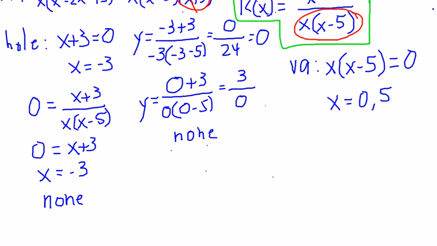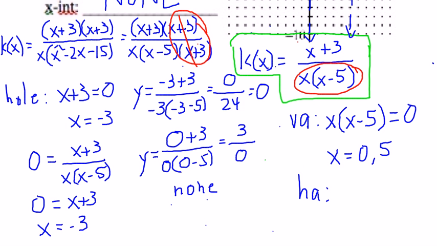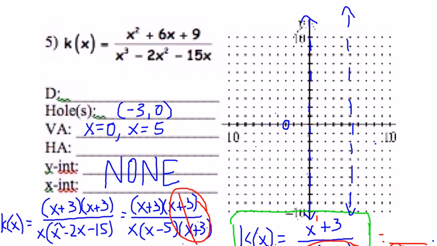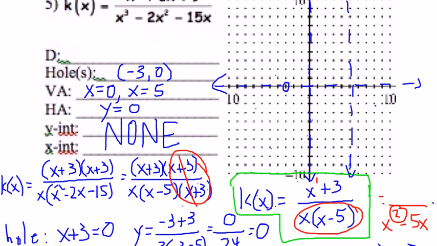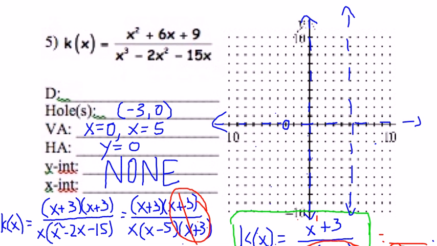So to find my horizontal asymptote, well, the degree of the numerator is 1, and if I distributed this out, the denominator would be x squared minus 5x, so the degree of the denominator is 2. Big on bottom, so the horizontal asymptote is y equals 0. So draw that in. And then we know that it doesn't technically cross the horizontal asymptote because there's no x-intercept, but it does kind of sort of because there's a hole there.